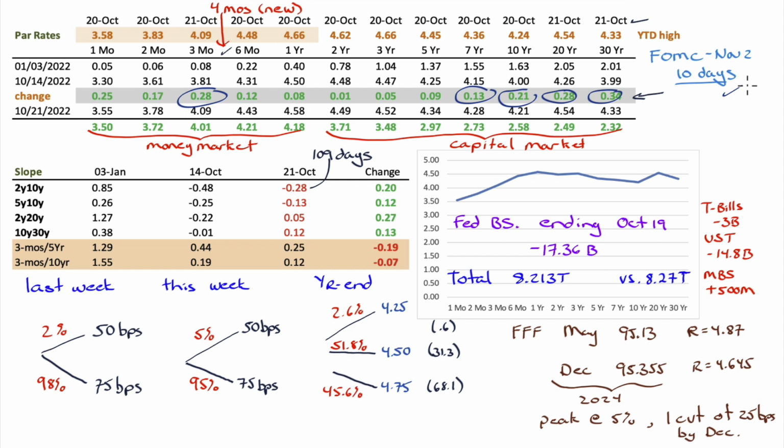But if it looks like we're getting near the end of the rate hiking cycle, where you have a 75 perhaps in November, a hint at 50 in December, and maybe a 25 in the new year, and then hold, this volatility will drop significantly.